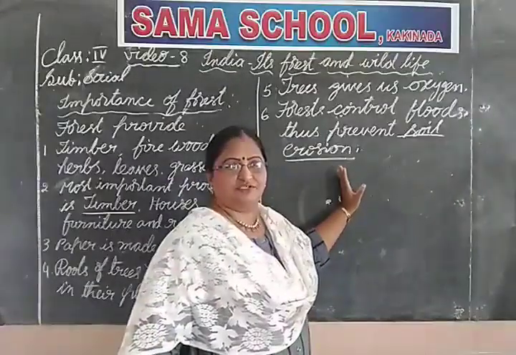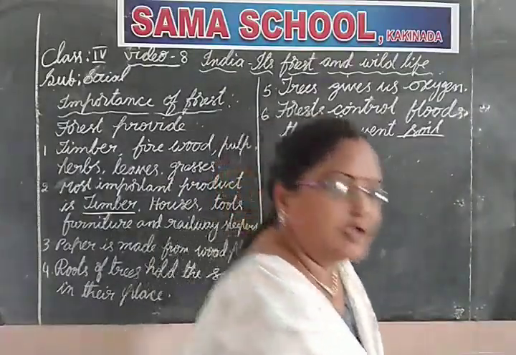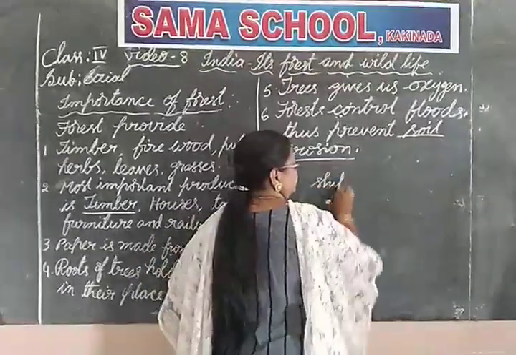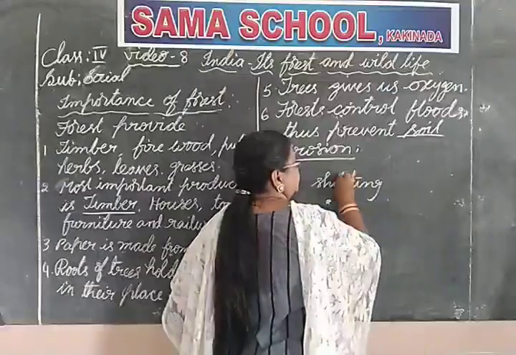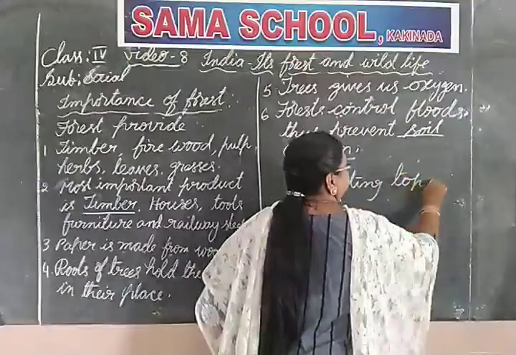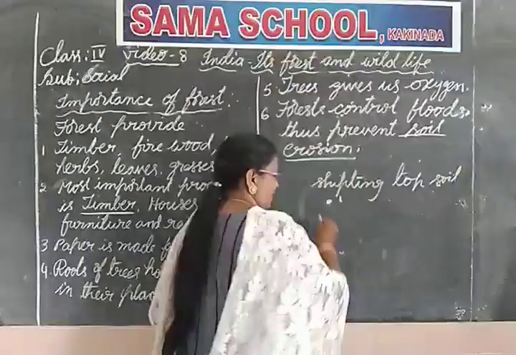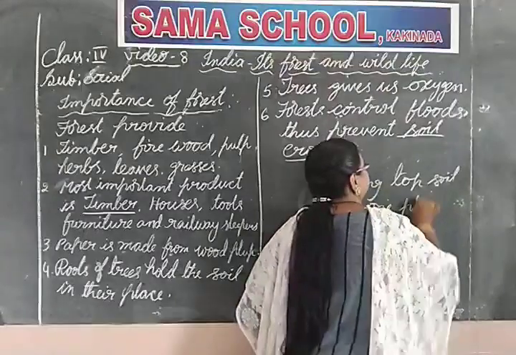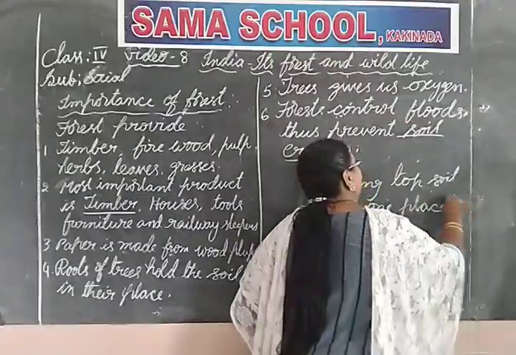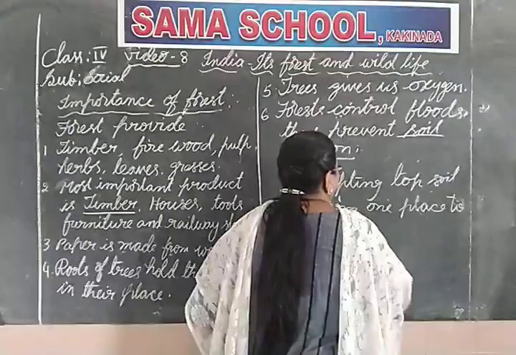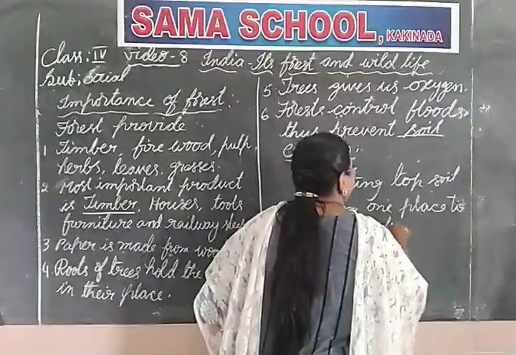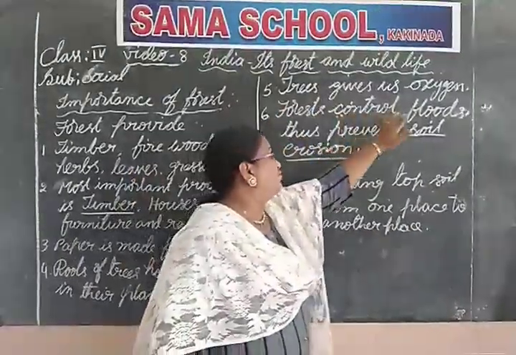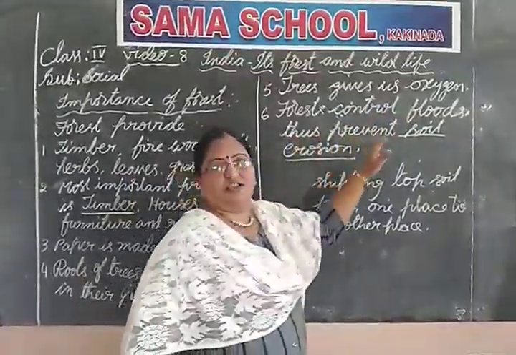What is soil erosion? What is soil erosion, children? Soil erosion is nothing but shifting topsoil from one place to another place. See how these forests control floods, thus prevent soil erosion.